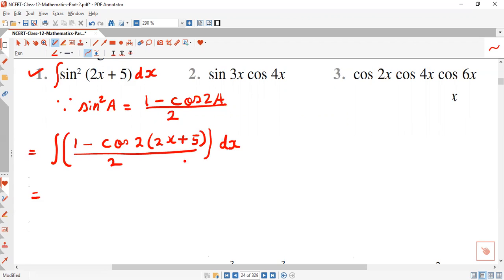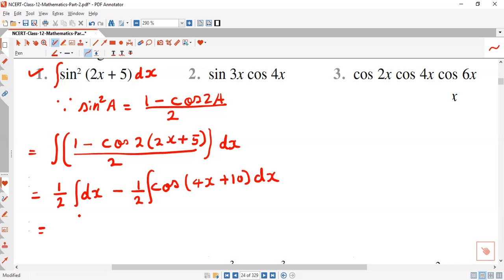Now simplify this one. It becomes 1 by 2 integration of dx minus 1 by 2 integration of cos, 2 into 2x is 4x and 2 into 5 is 10, so cos(4x plus 10) dx. Now taking the integration, we know the formula: integration of dx is x, minus integration of cos(4x plus 10) will be sine(4x plus 10).